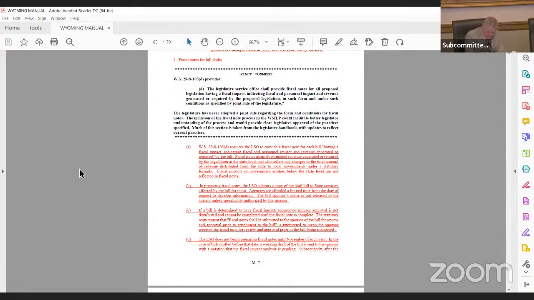Mr. Chairman, M7, subparagraph A, we talk about the state level and the changes to the total amount to state or local under statutory formula. We added that in the manual because you added that in statute. So that just tracks the statute now.